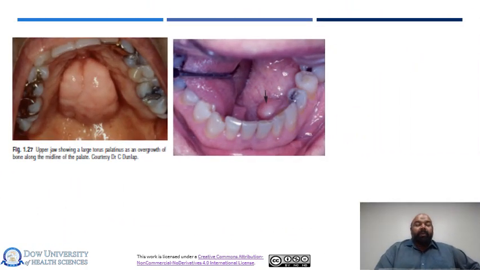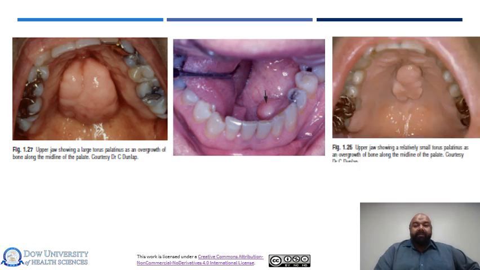This is an example of a palatal torus. It is a large torus here, which is a bony overgrowth, and then we have a mandibular torus. Here we have another small torus palatinus.